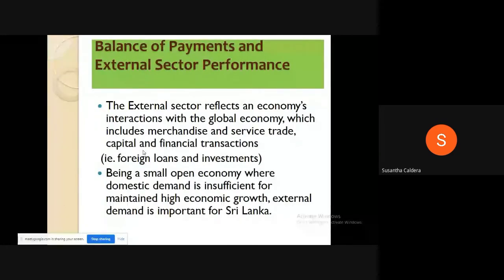The external sector reflects an economy's interaction with the global economy, which includes merchandise and service trade, capital and financial transactions. For example, foreign loans and investments. Being a small open economy where domestic demand is insufficient to maintain high economic growth, external demand is important for Sri Lanka. Right? External demand is very important to Sri Lanka.